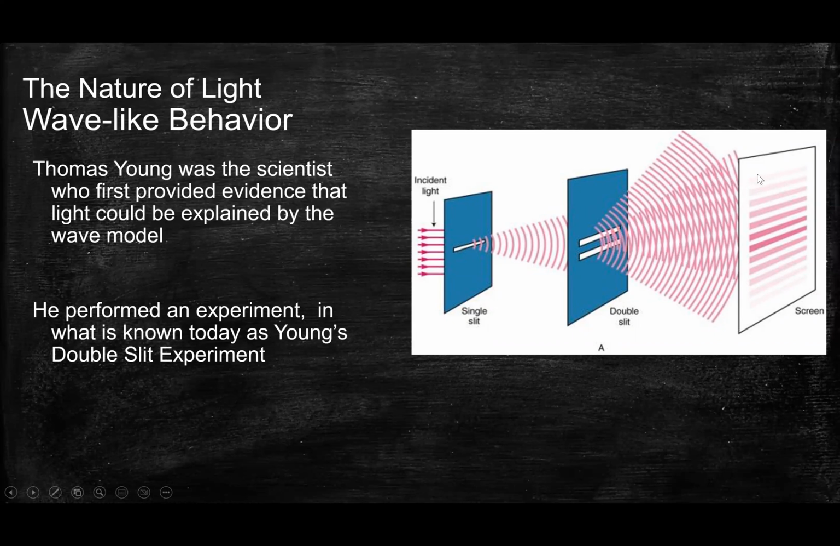And then he saw regions of light and dark bands, similar to what we expect with waves when they interfere constructively and destructively. And when he was able to observe that on the screen, he was able to show that light does have a wave-like characteristic in that it undergoes constructive interference and destructive interference.